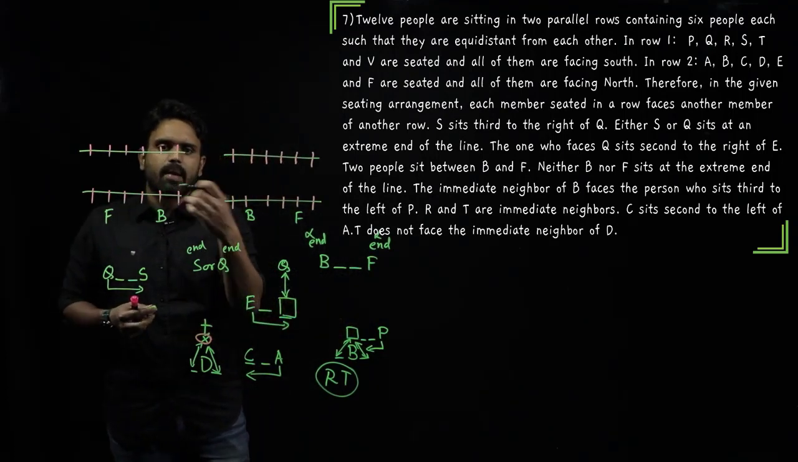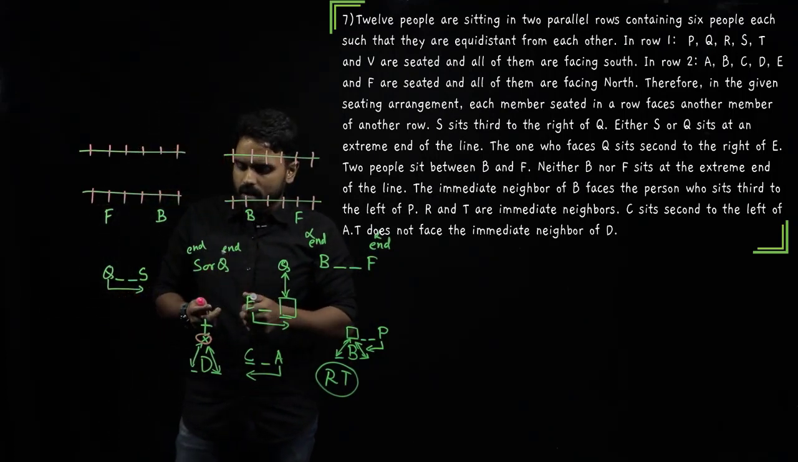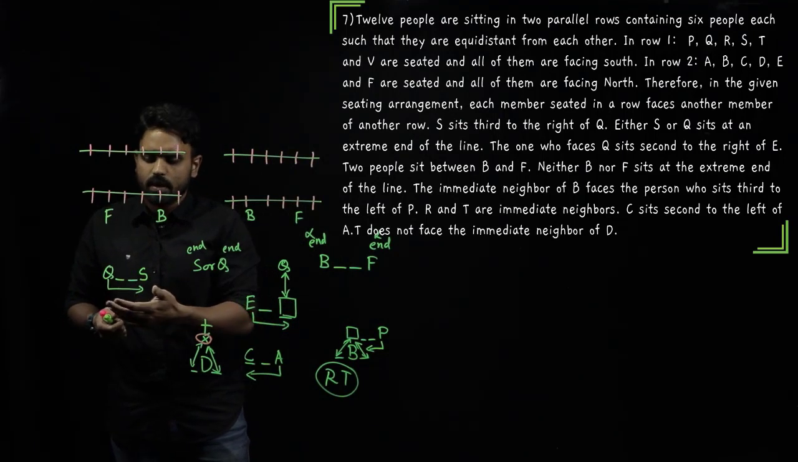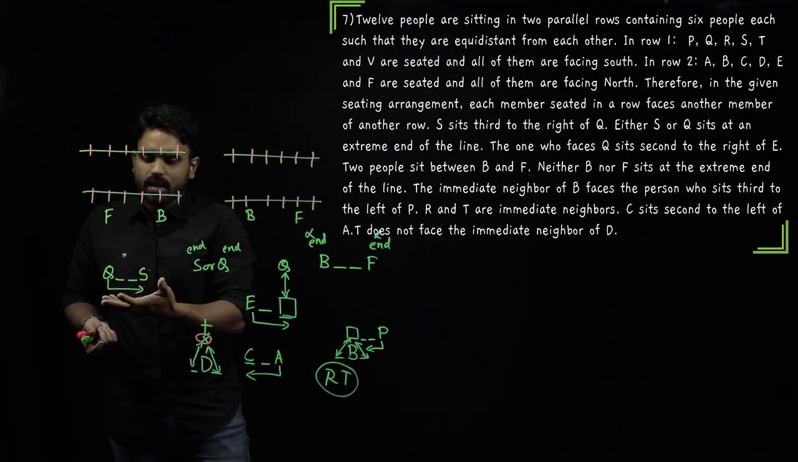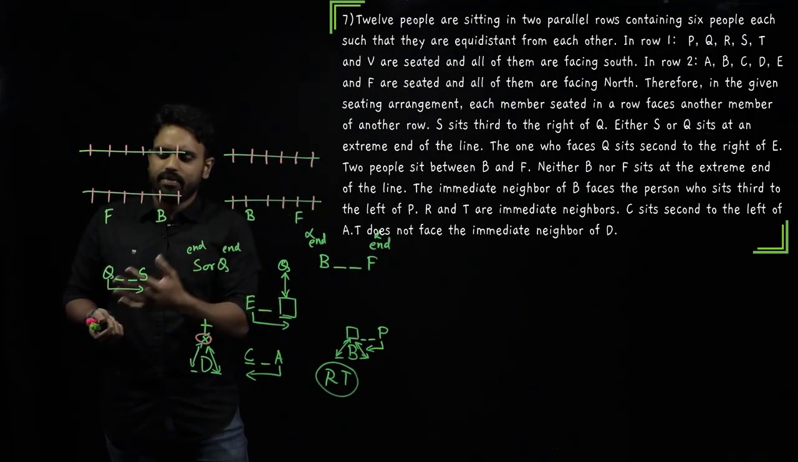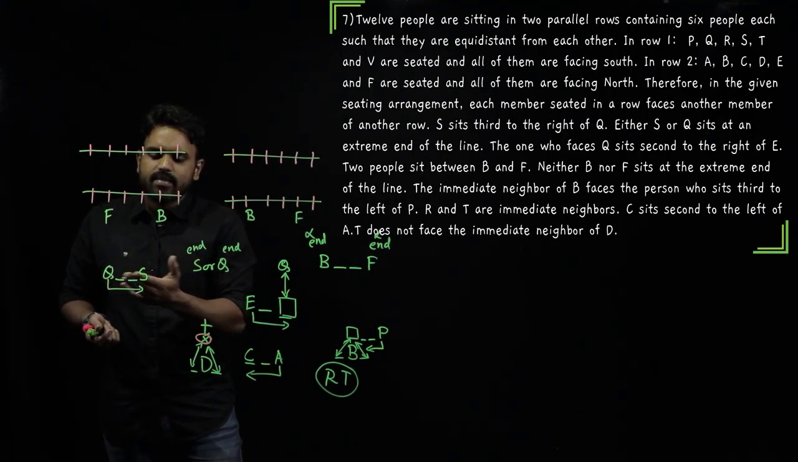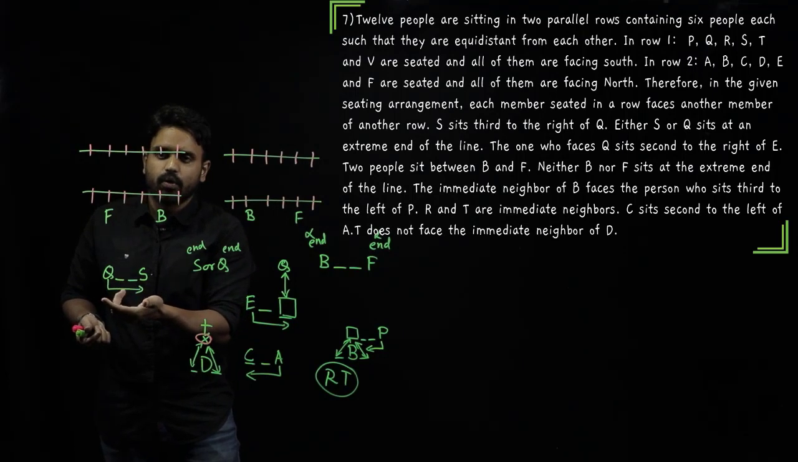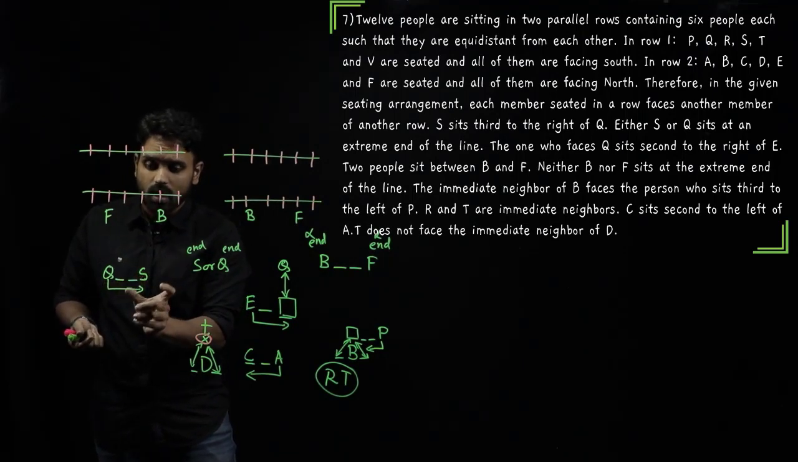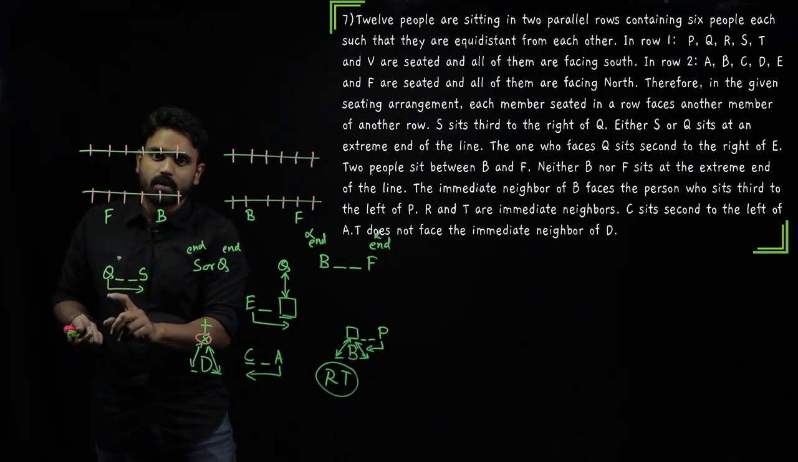Now, if we start applying this, I would like to start with the first condition. We have already placed B and F. Let's look at this condition: S sits third to the right of Q.